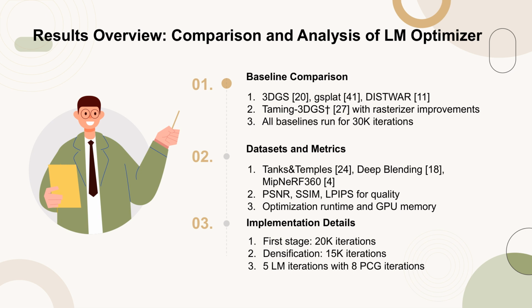The datasets used for benchmarking include Tanks and Temples, Deep Blending, and Mip-NeRF 360, which contain 13 scenes covering various environments. Quality metrics such as PSNR, SSIM, and LPIPS were used, along with optimization runtime and GPU memory consumption. The implementation details show that the first stage runs for 20K iterations, densification completes after 15K iterations, and only 5 LM iterations with 8 PCG iterations are needed to converge on all scenes.